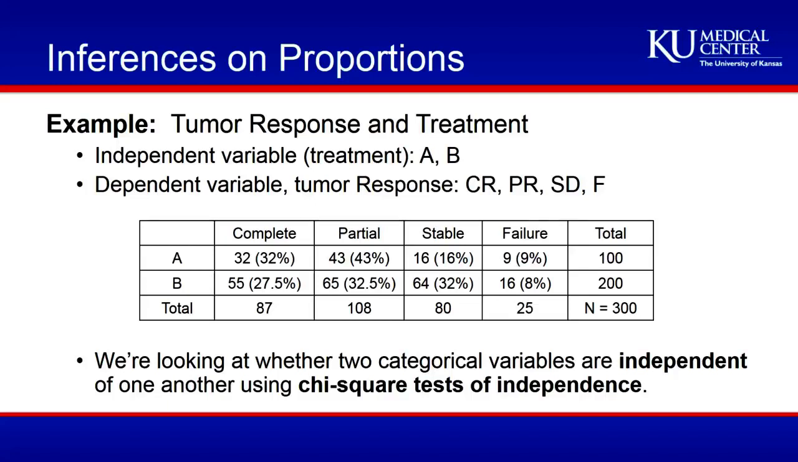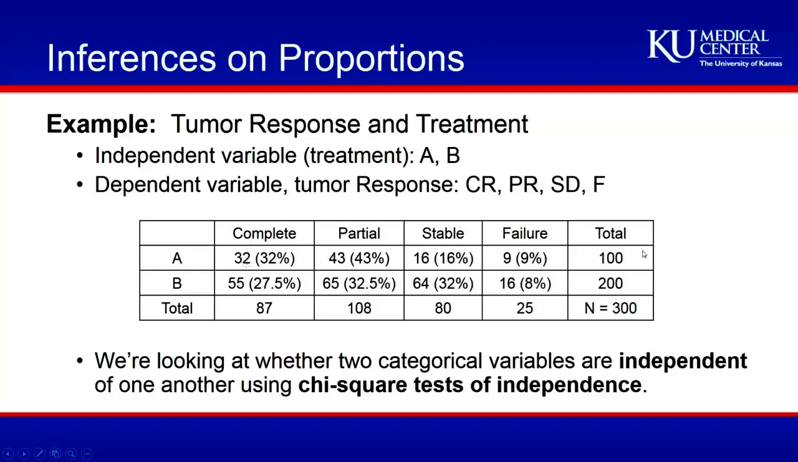So I have 2 different treatments, A and B, and this is a cancer experiment where I'm looking at a patient's tumor response according to imaging as a complete response, a partial response, stable disease, and failure. And since I have this categorical or ordinal outcome, I generally present that data in a contingency table. So what you see in each of these cells are the number of subjects in my study of 300 who received that treatment and responded in that way.